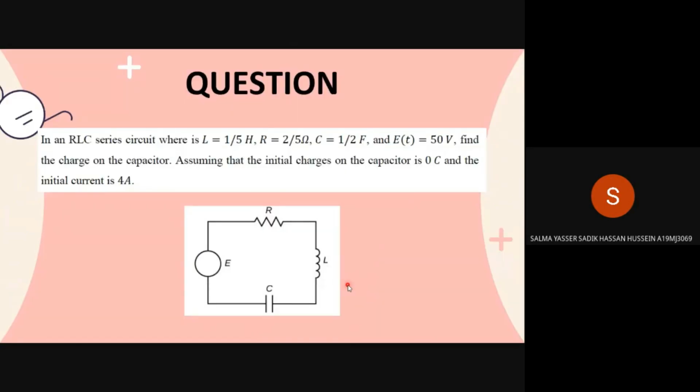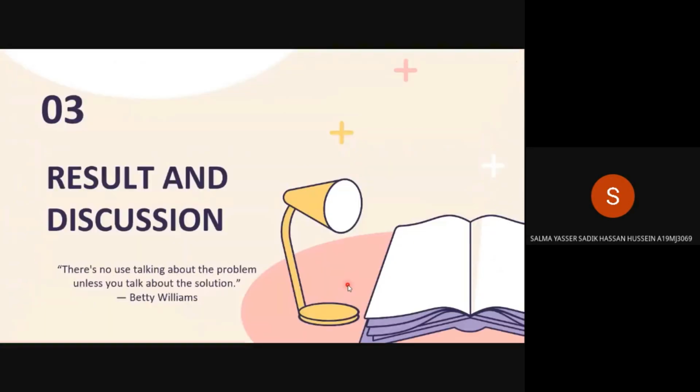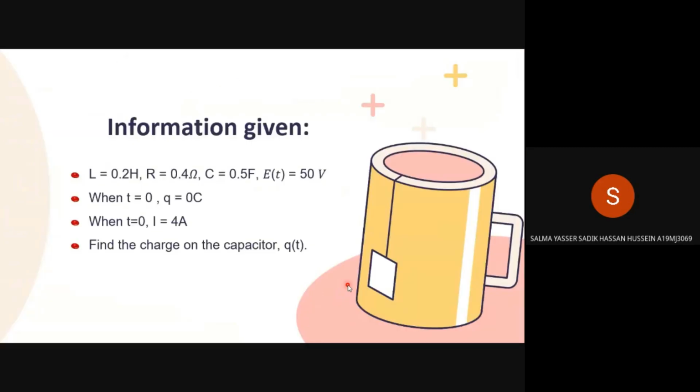Secondly is the results and discussion part. Based on the information given before, we will analyze it into two conditions: when time is equal to 0 and the charge is 0, and the second condition, when time is 0 and the current is 4 ampere. We will be able to determine the constants A and B in the equation, and by that, we will be able to find the charge on the capacitor Q(t).